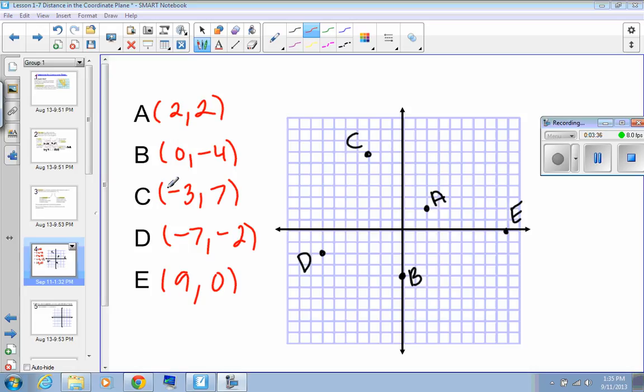You should have gotten the following answers. B is at 0, negative 4. We didn't move any left and right, so we're at 0, but then we went down 4, so negative 4. C, we went to the left, 3, and up 7, so a negative 3, positive 7. D, we went to the left, 7, which is a negative, and down 2, which is a negative. And E, we went to the right, 9, which is positive, and we didn't go up or down any.